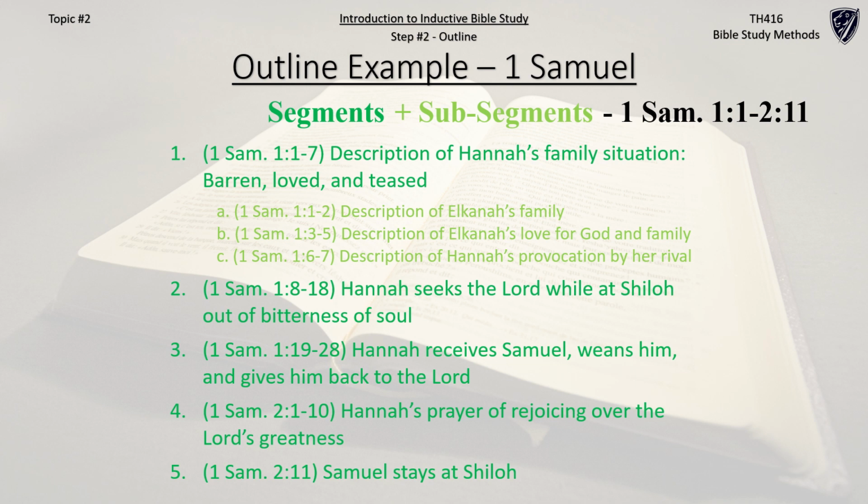So the first one is the description of Elkanah's family, then the description of Elkanah's love for God and family, and then the description of Hannah's provocation by her rival.